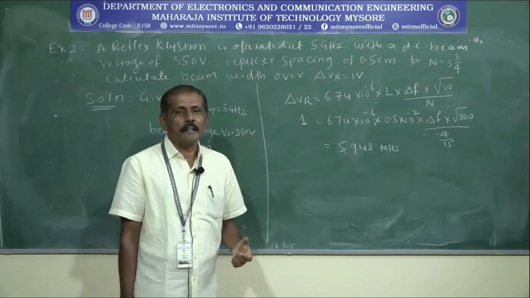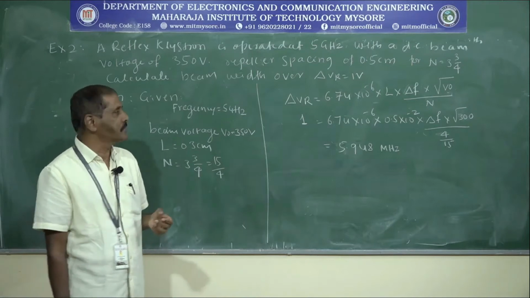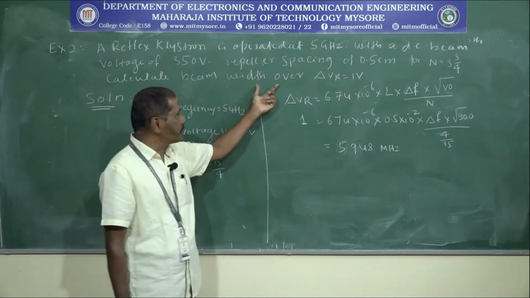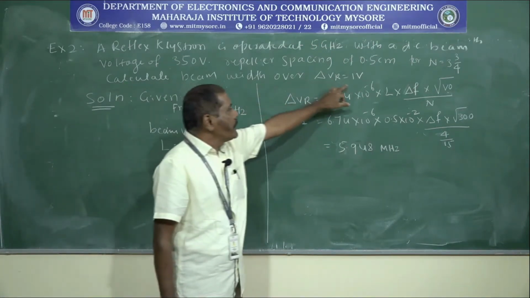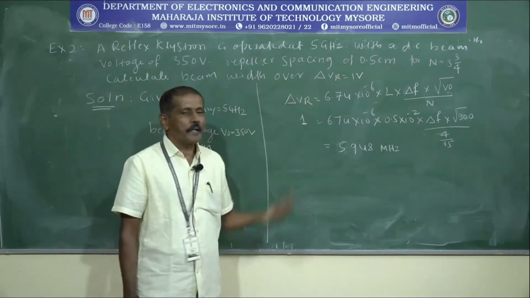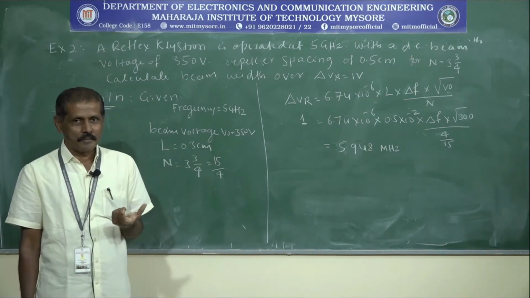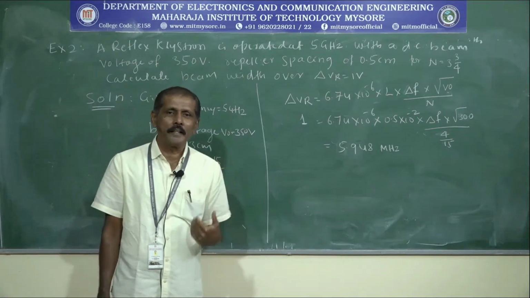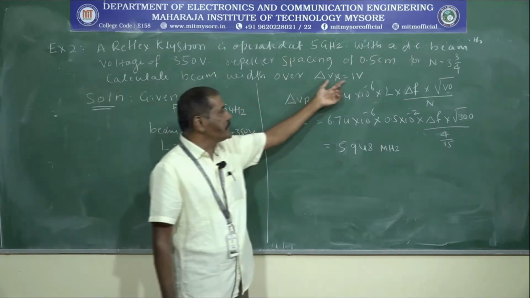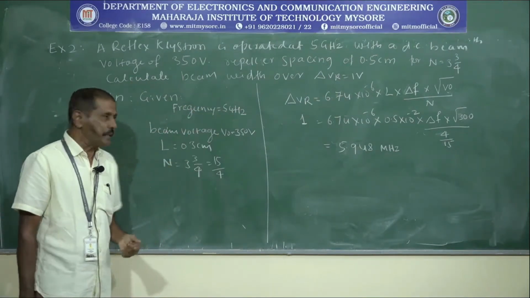The repeller spacing is 0.5 centimeters, and for n equal to 3/4, that is the mode of operation, is given. You are supposed to calculate the beam width over delta VR equal to 1 volt. That means if the repeller voltage is changed by 1 volt, it is either decreased by 1 volt or increased by 1 volt. If the repeller voltage is changed by 1 volt, then you have to calculate what the beam width is.